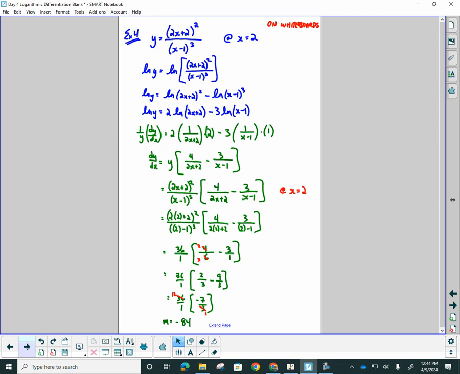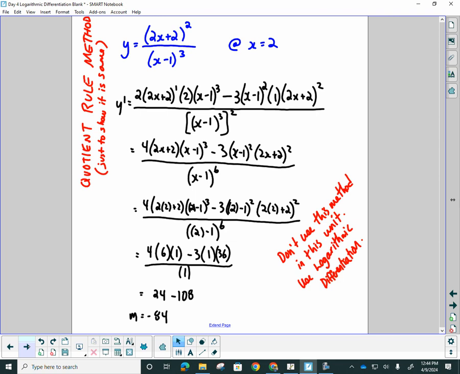I promised you that I would show you that you could also answer these questions using your quotient rule from before. So here's this whiteboard question that you could do using the quotient rule. It's not bad, especially this one. The first one would have been a little bit more challenging using the quotient rule. But you can see that we end up with the same answer. You get m equals negative 84.